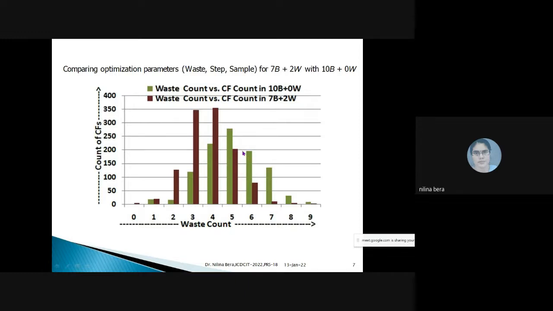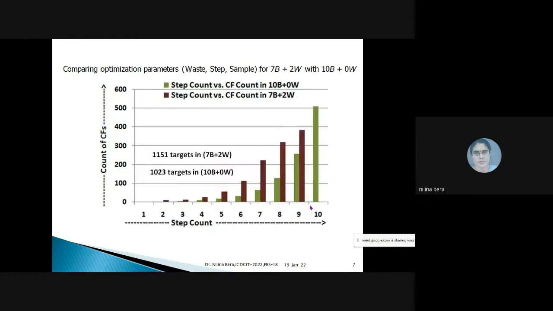For the balanced dilution, waste counts are available even for 6, 7, 8. But for the weighted dilution, waste counts are getting minimized. For 3, 4, 5, the count is there, but for 6, 7, 8, 9, it is getting reduced. So weighted dilution is performing better than the balanced dilution.